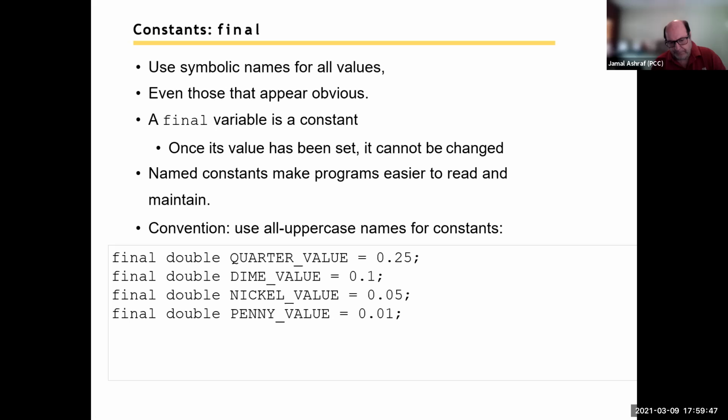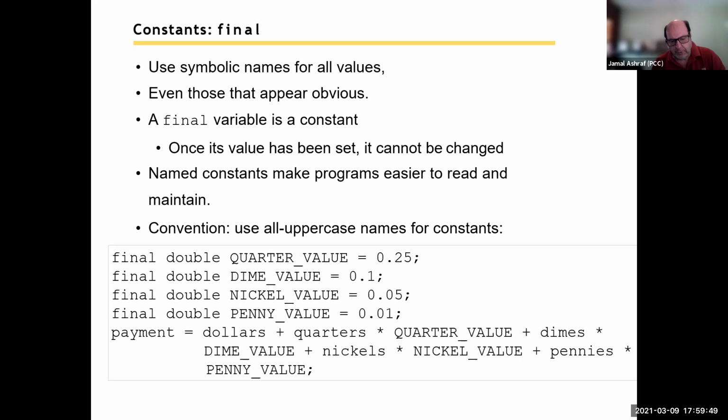Now, instead of saying dollar plus quarter times 0.25, it's going to say quarters times quarter value. So it's a little more understandable and easier to follow. So we are not going to have any hard-coded numbers in the programs that we're writing. Every number that you have has to be defined.